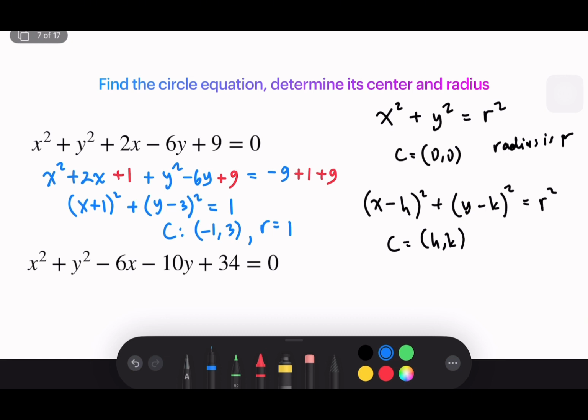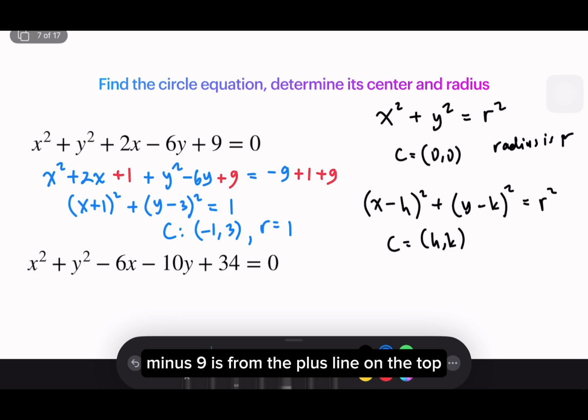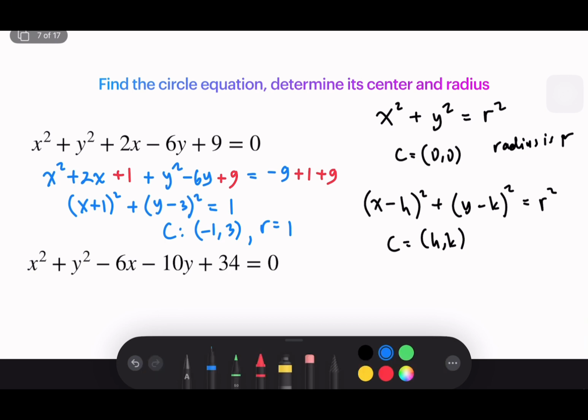Can you tell the professor what kind of word you told me in Indonesian? Yes, what? Minus 9 is from the plus 9 on the top. Move to the left.